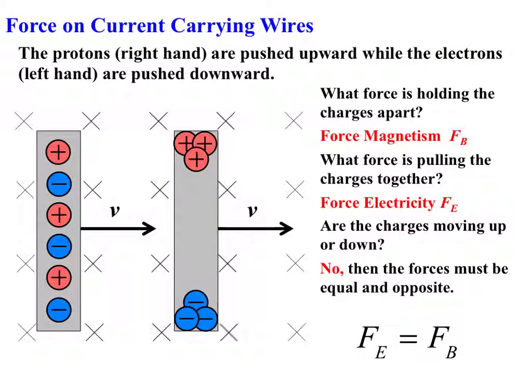So a force of magnetism is going to separate them, but we know that positives and negatives are attracted to each other, so the force of electricity is going to attract them or try to pull them together. But if these charges are not accelerating anywhere, then the forces must be equal and opposite.